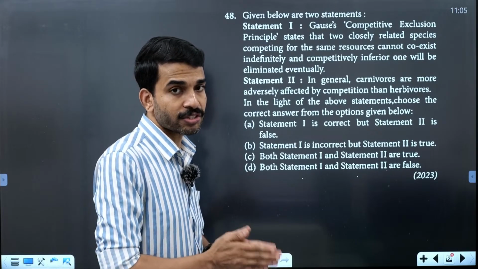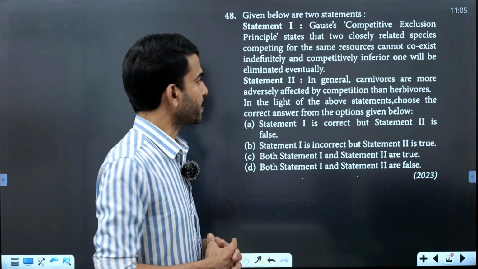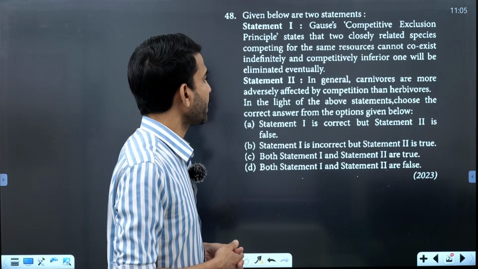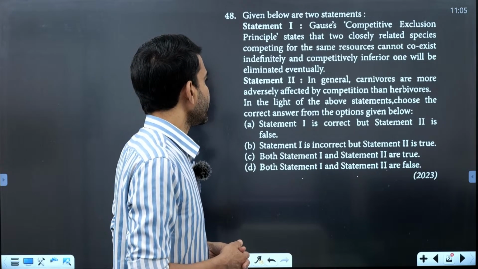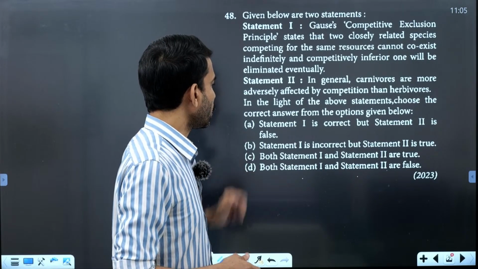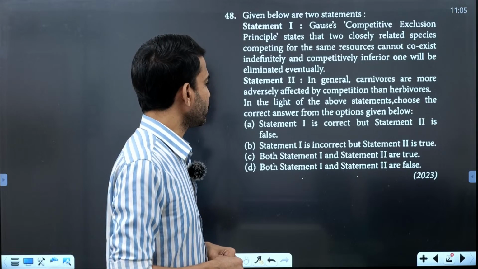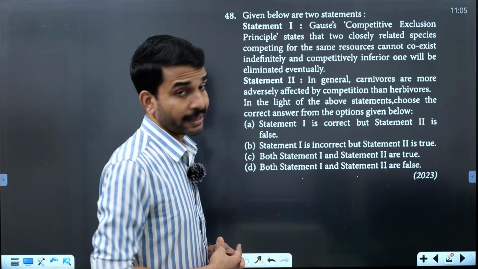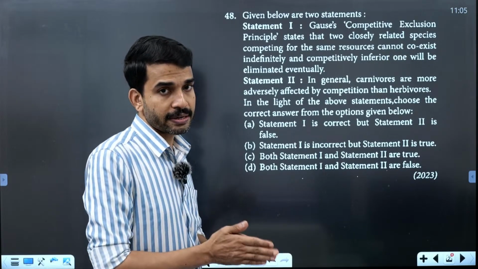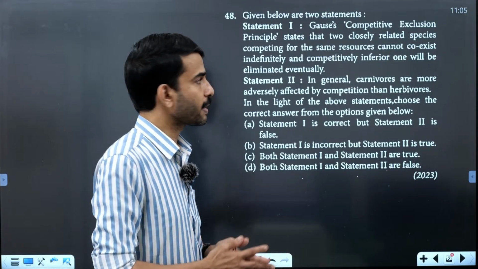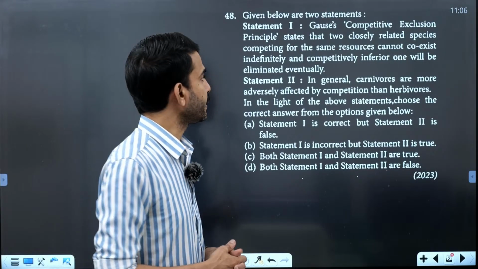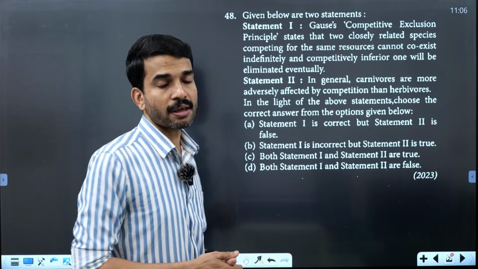Competition, a population interaction you studied, there you have seen this principle. Statement 2: In general, carnivores are more adversely affected by competition than herbivores. In the light of the above statements, choose the correct answer from the options given below. Option 1: statement 1 is correct, but statement 2 is false. First one is correct, of course. Gauss's exclusion principle means two closely related species competing for the same resources cannot coexist indefinitely. In due course of time, the inferior member will be eliminated.